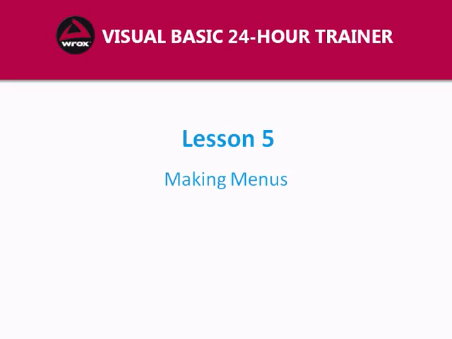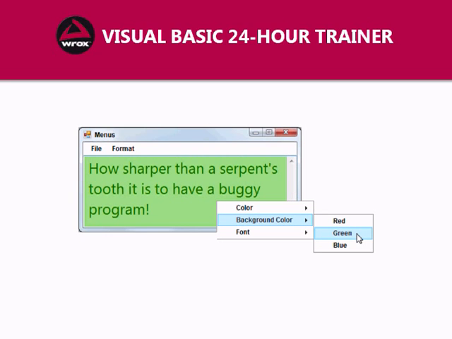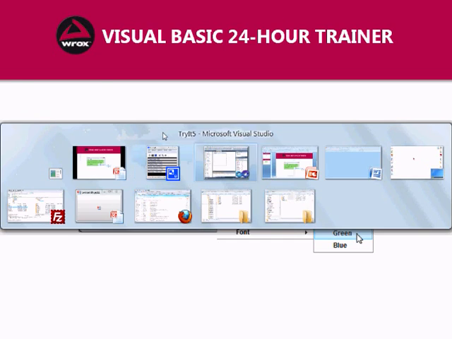This is the screencast for Lesson 5 of Visual Basic 24-Hour Trainer. This lesson is about making menus, and in this Try It you're going to build a main menu and a context menu that duplicates the same features as the format submenu from the main menu.